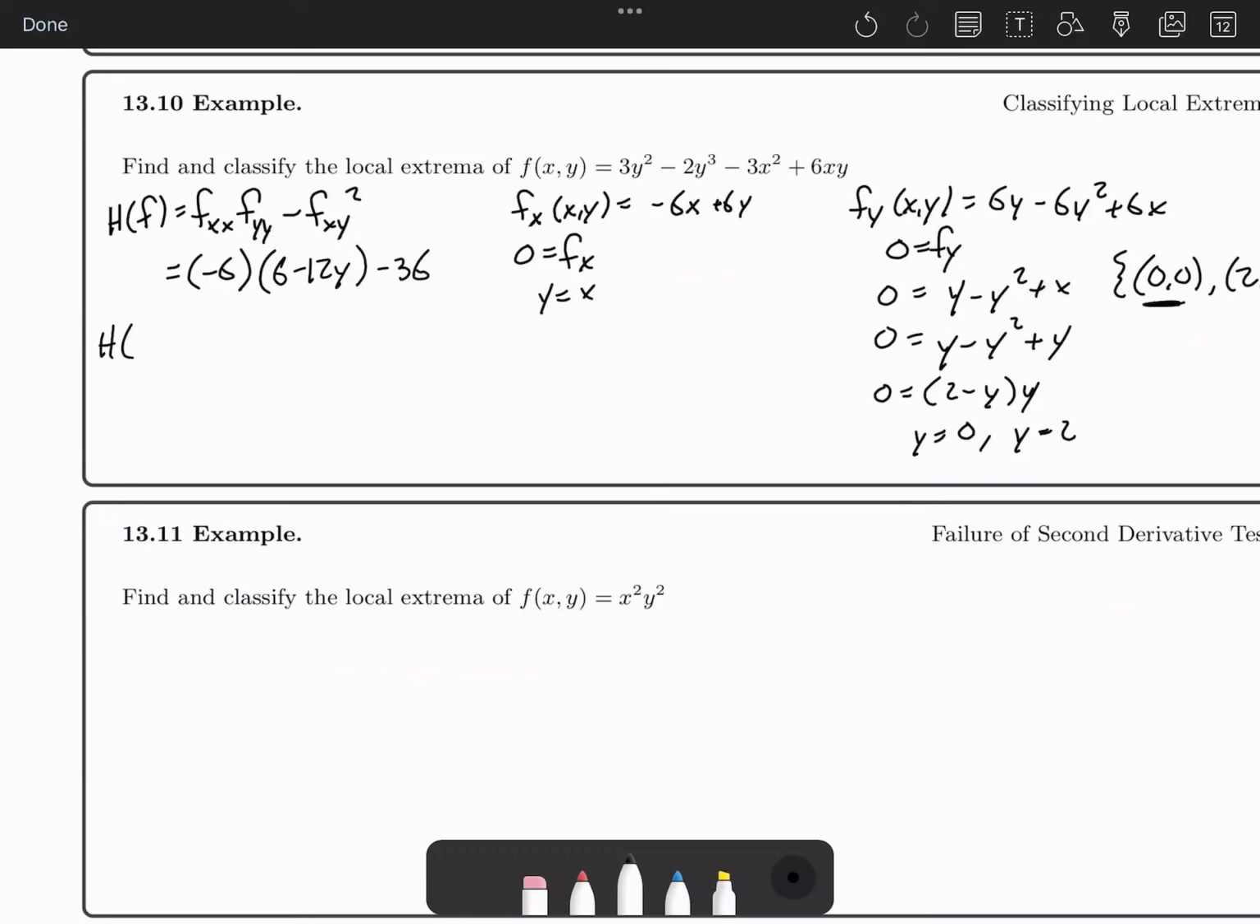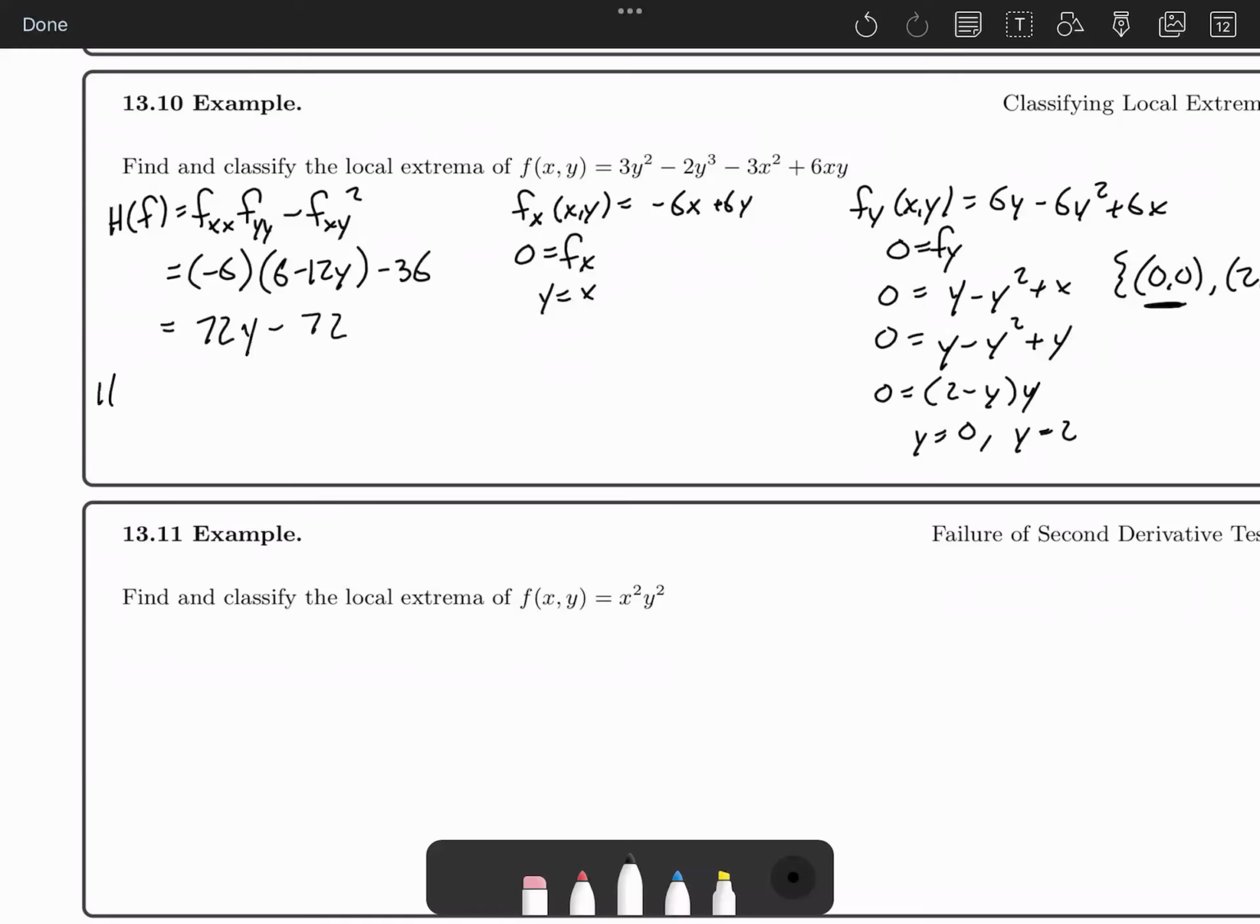Let's look at (0, 0) first. So my Hessian, in fact, before I do that, let's just clean this up to make the algebra easier. We can simplify our Hessian as 72 minus 72y minus 72.